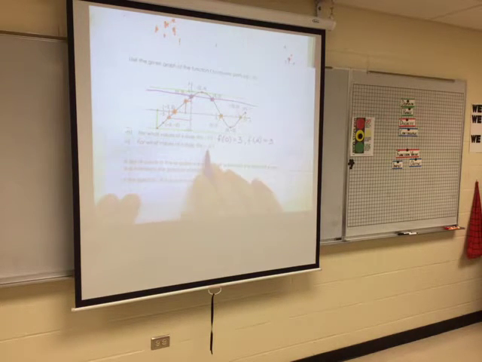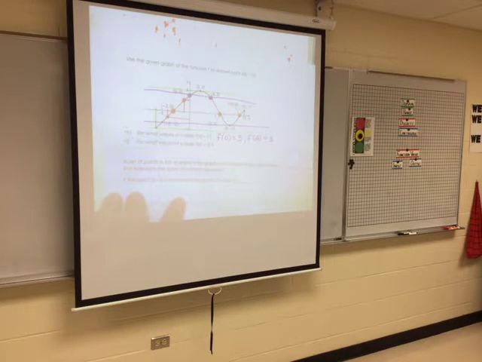All right. What about negative 2? What x values give me negative 2? Negative 5 and positive 8. So f of negative 5 equals negative 2. And f of positive 8 gives me negative 2.